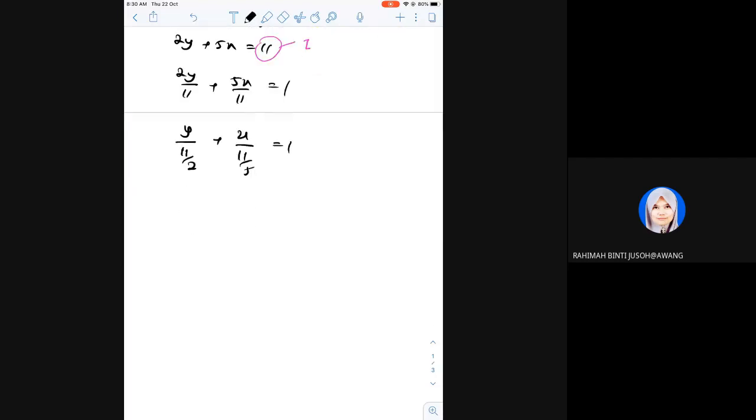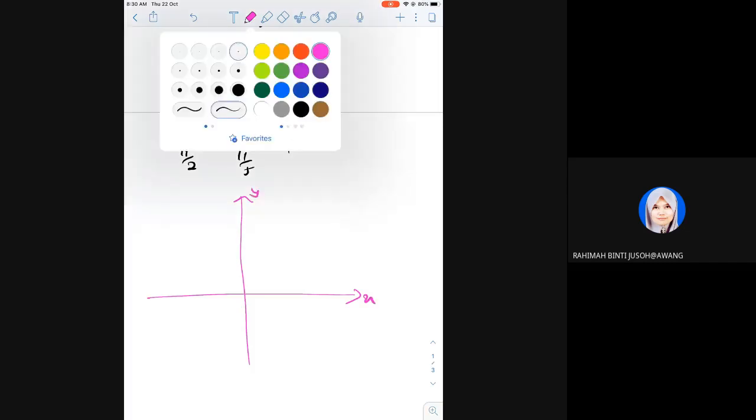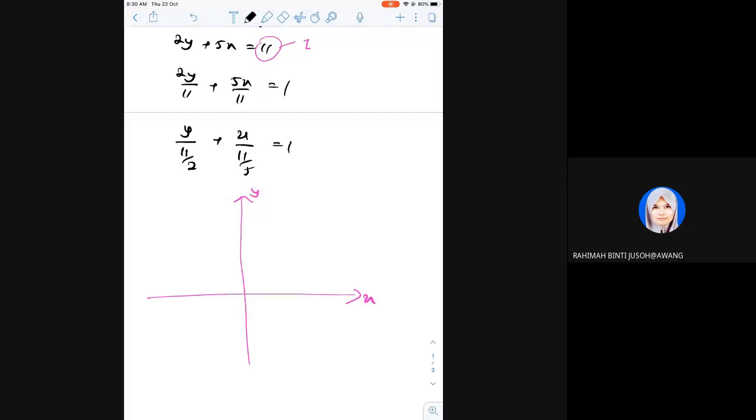So now, after we get this type of equation, we can simply sketch the graph. This is your x-axis and this is your y-axis. Both of the coefficients are positive, x positive, y positive, so it will be on the positive sides of the x-axis and y-axis, of course. The value of y is 11 over 2, so just put 11 over 2 on y. And for the x variable we have 11 over 5, so we put 11 over 5 here. And then we just connect these two points.